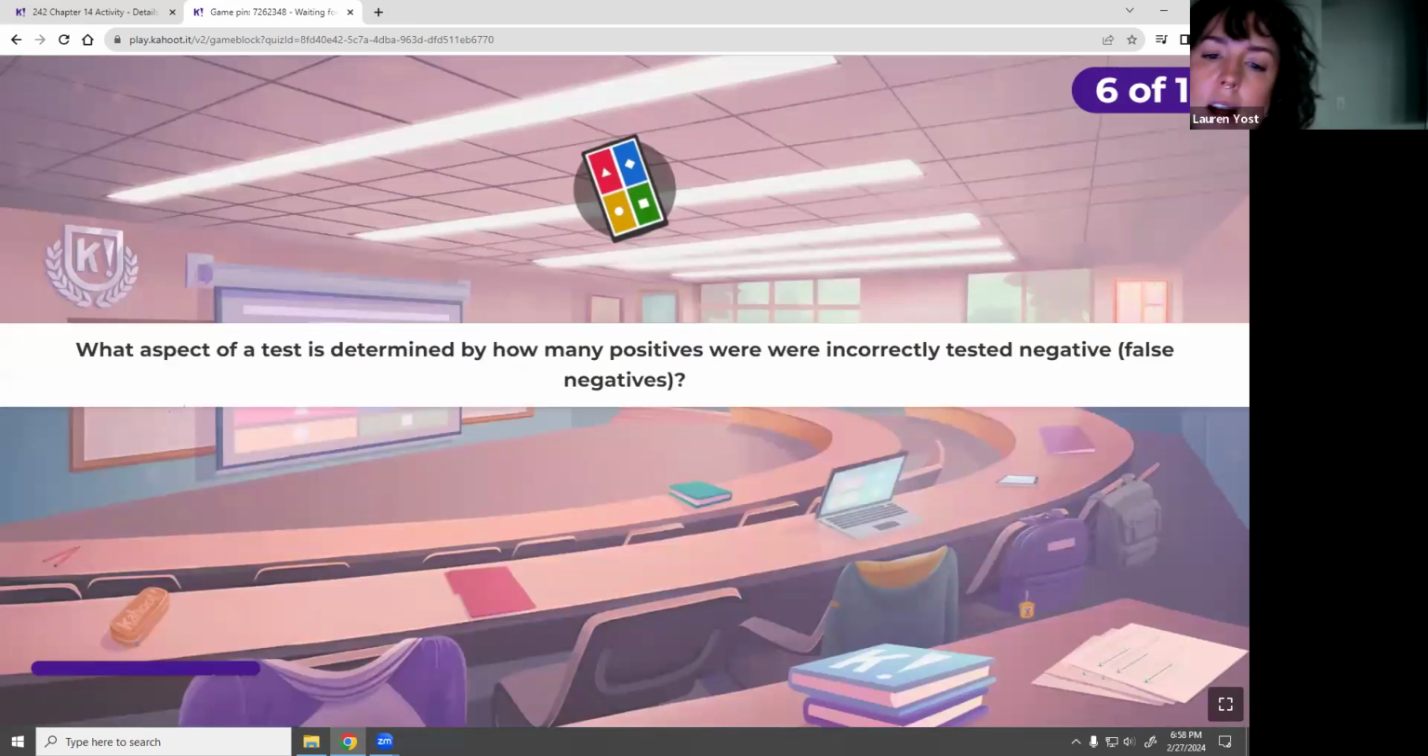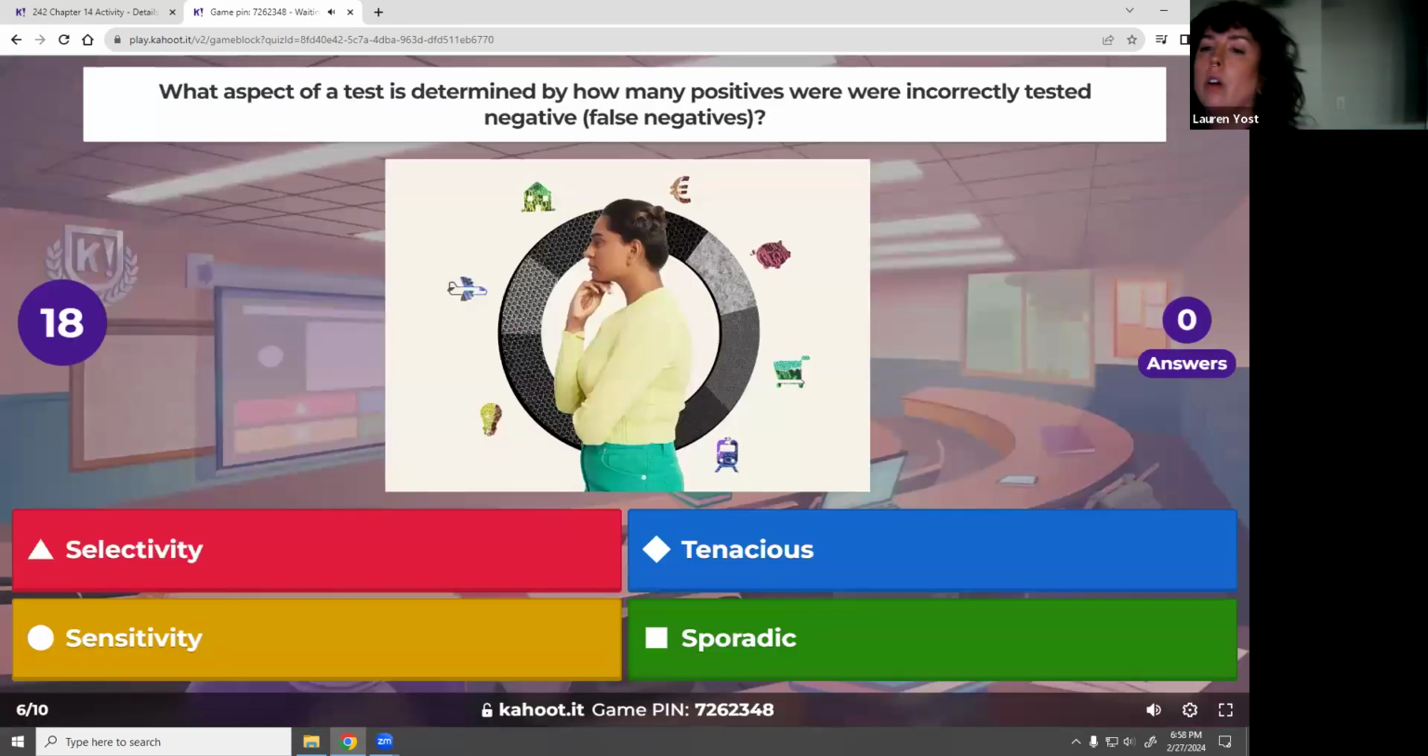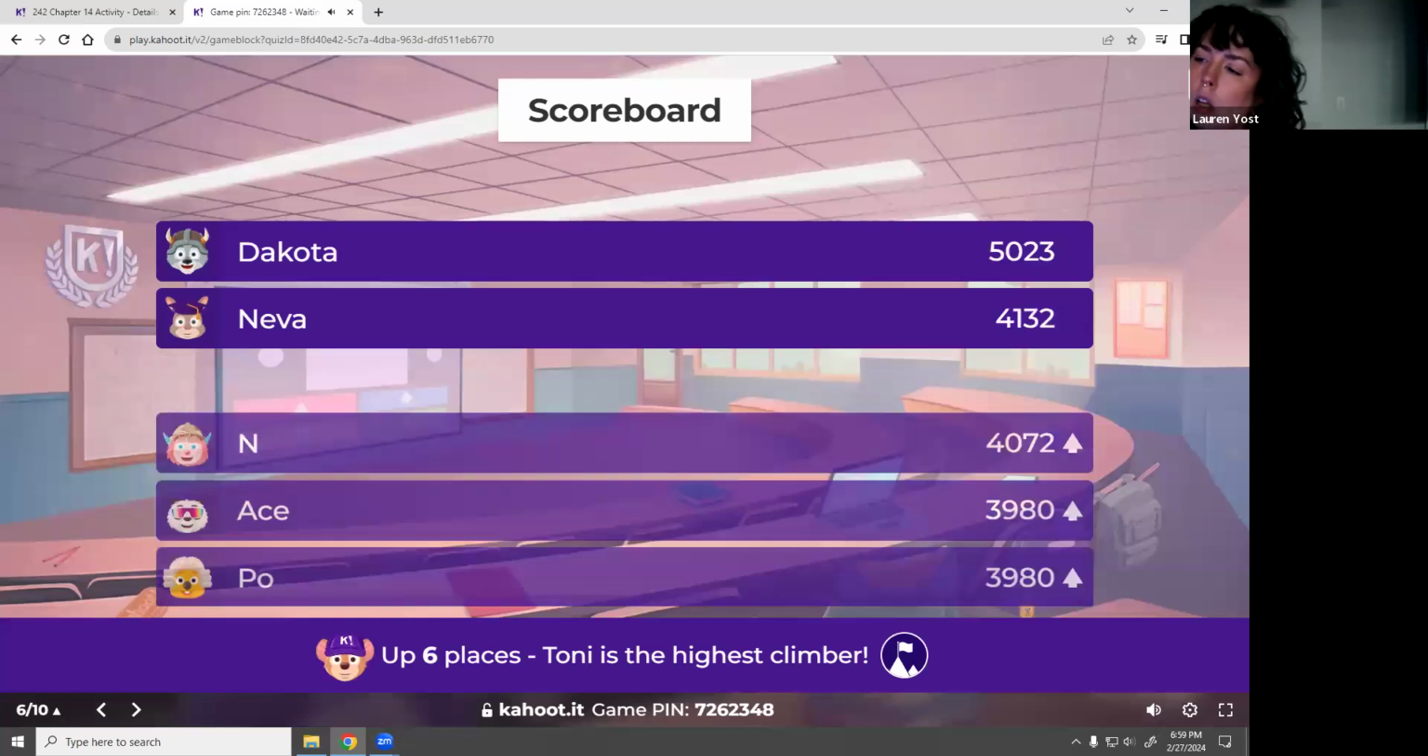Okay. What aspect of a test is determined by how many positives were incorrectly tested negative? So false negatives. Which test is affected or determined by the false negative? All right, so this one is sensitivity. We're so sensitive, we're going to pick up all of the positives. We don't want any of those negatives, as they would be false.